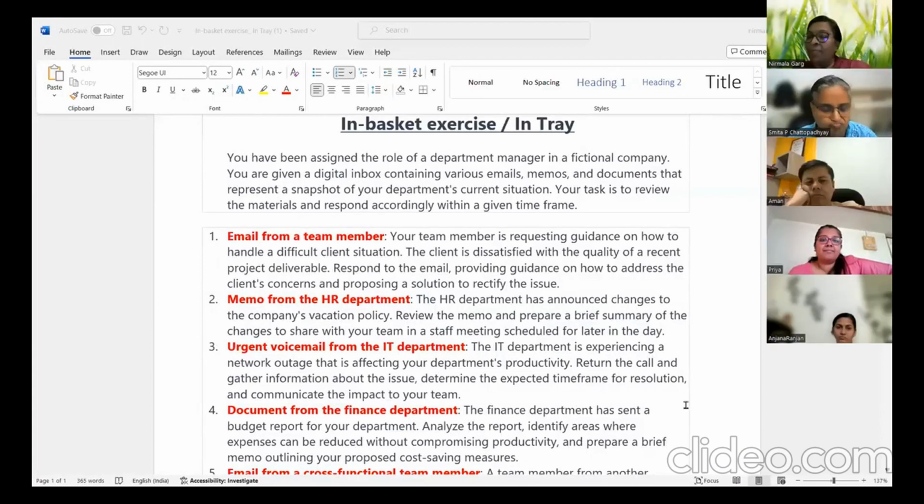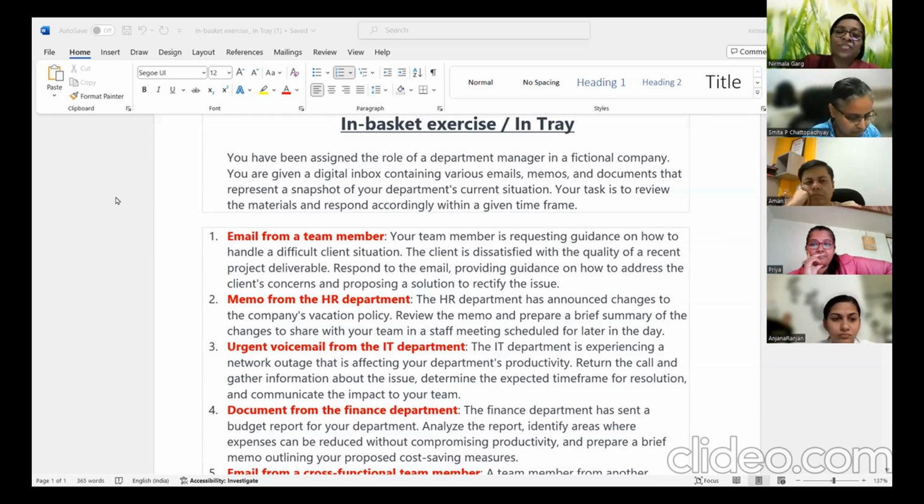This is a very interesting exercise, the in-basket, very common in an assessment center. And I'm sure Priya has already heard of it, in-basket or in-tray, whatever we call it. I explained to you where we are looking at time management, prioritization, planning and organizing, delegation, etc. So you have 10 minutes.